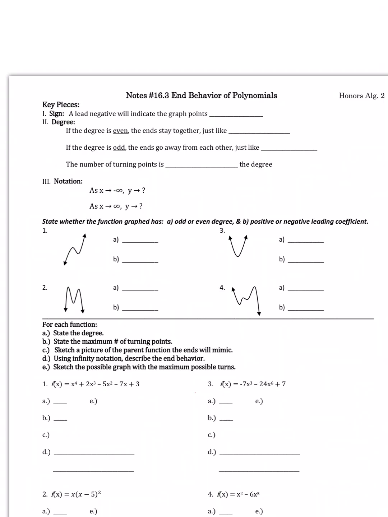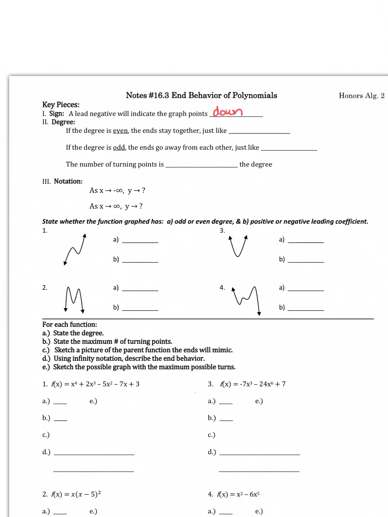All right, in this video, we're going to look at the end behavior of polynomials. There's a lot of good information in this video, so make sure you digest it a little at a time. So there's some key things to catch on this. The sign of your polynomial, that lead negative, will indicate the graph points down.